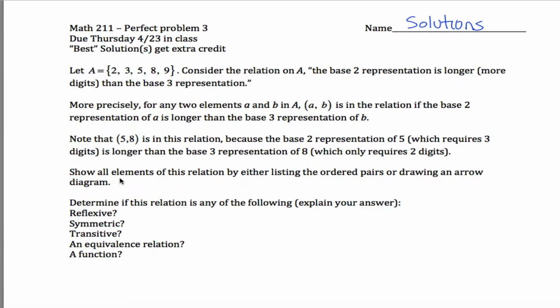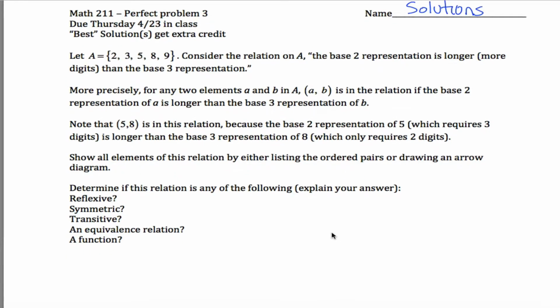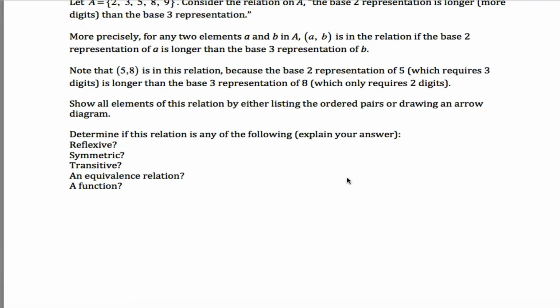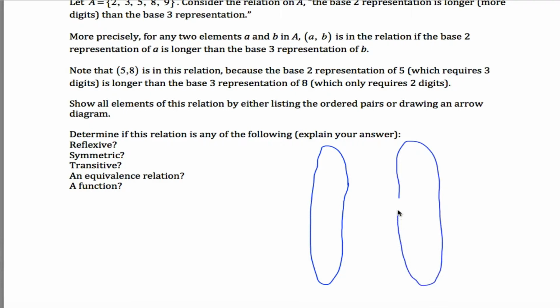So the first task here is to show all elements of this relation. And it says you can either do it with ordered pairs or an arrow diagram. I much prefer an arrow diagram because it's easier, or at least shorter to write. So when you're drawing your arrow diagram, you write your set twice. So my set contains the elements 2, 3, 5, 8, and 9. And so I'll put that over here and over here. And then I want to draw an arrow from anything over here that's related to something over here.